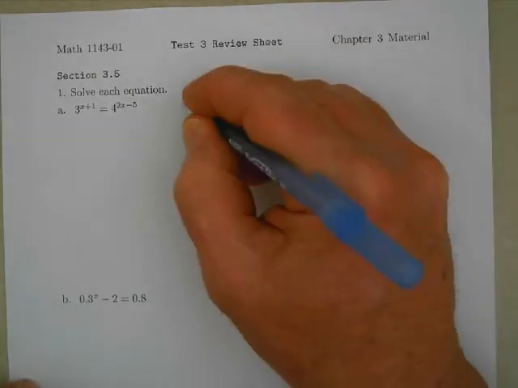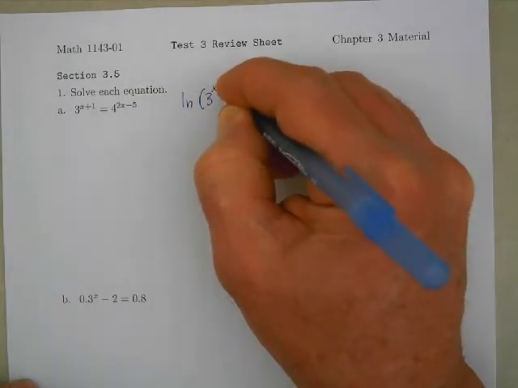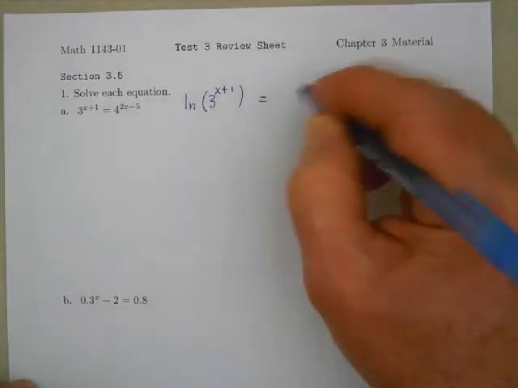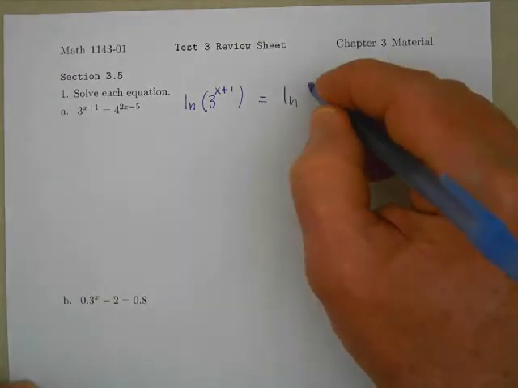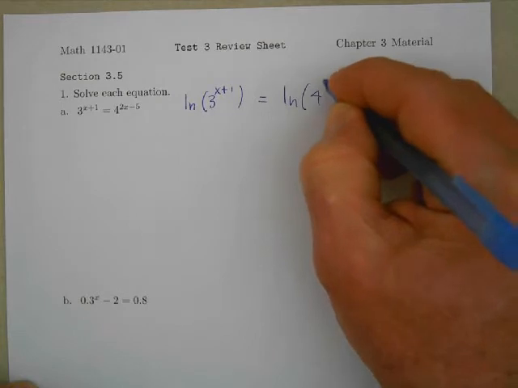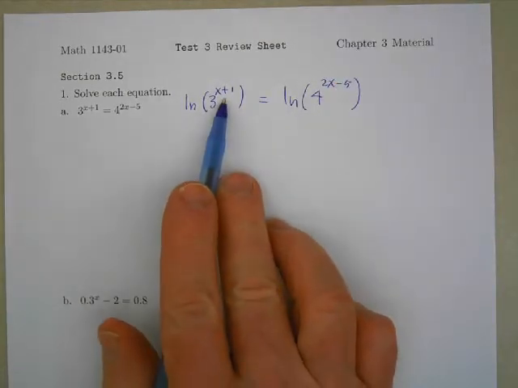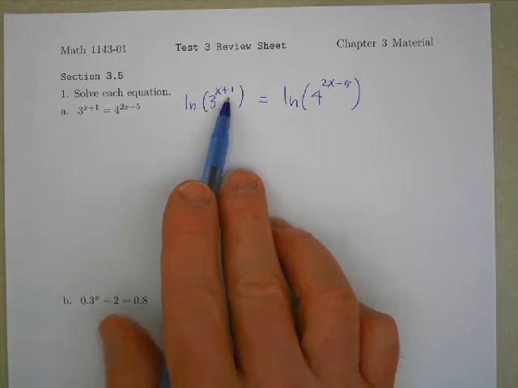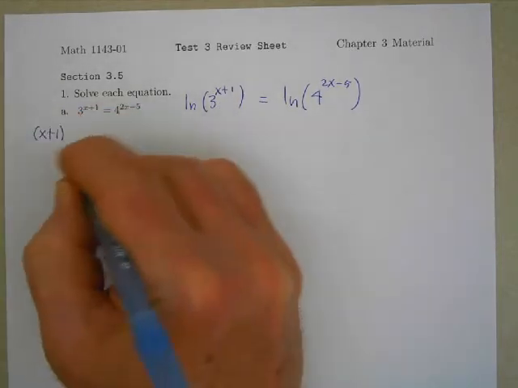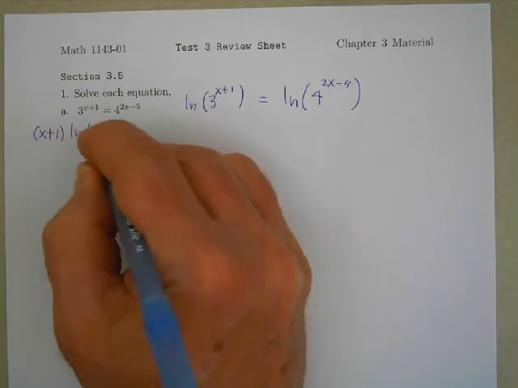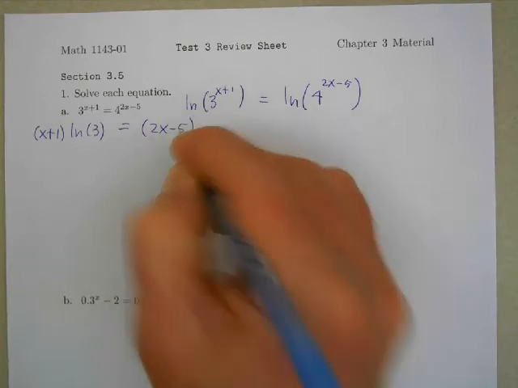So we'll just take the natural log of both sides so that we can get the variables out of the exponents. Natural log of 3 to the x plus 1 equals the natural log of 4 to the 2x minus 5. Bring the exponents out front. The exponent is a binomial, so put that in parentheses. X plus 1 times the natural log of 3 equals the binomial 2x minus 5 times the natural log of 4.